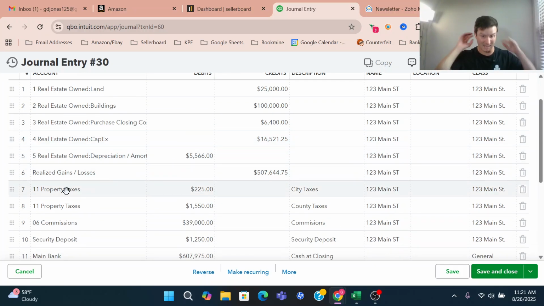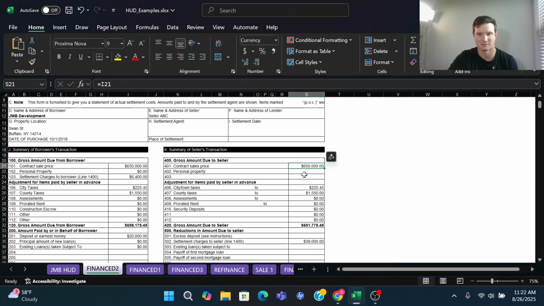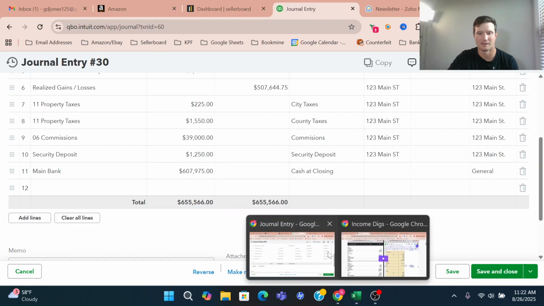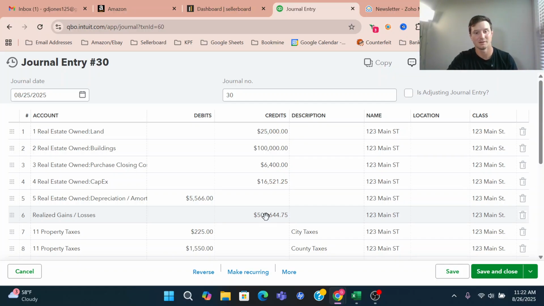Now, for our realized gains, we're going to take the number that we're selling it for minus whatever these numbers add up to, including the depreciation. We're going to subtract that from our selling price, which I believe was $650,000. That gives us this number, the realized gains or losses, depending on if you gained money or lost money.